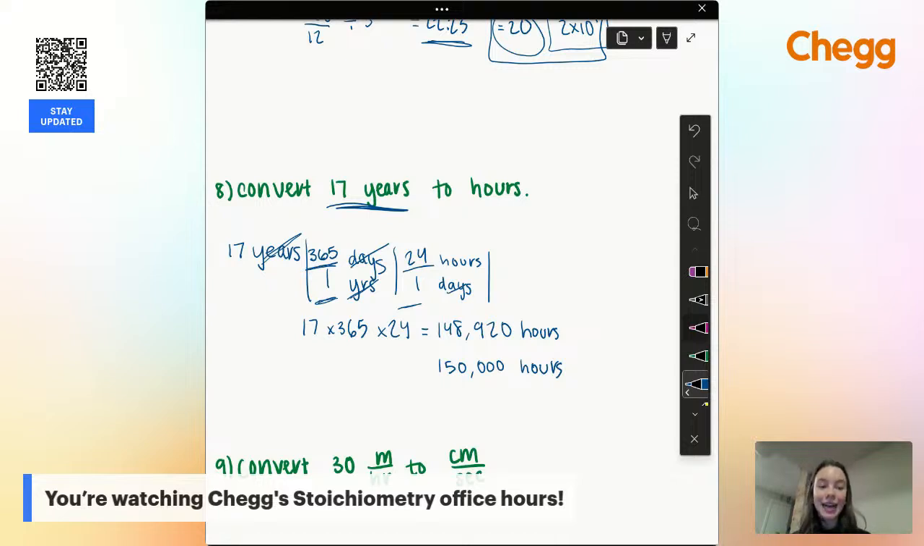I put this question in here specifically because another thing most people struggle with in stoichiometry is what we call scientific notation. I don't know if you've heard of that. If you've heard of scientific notation, let me know. It's definitely hard.